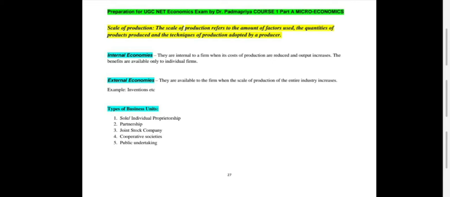What are the types of business units? We have sole or individual proprietorship, we have partnership, we have joint stock company, we have cooperative societies, and we have public undertakings.